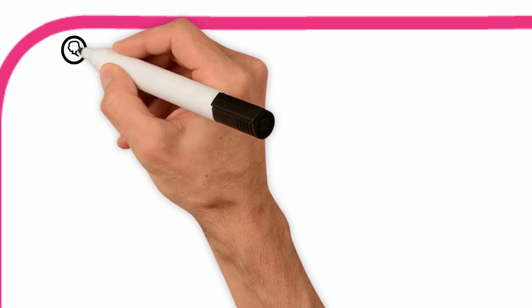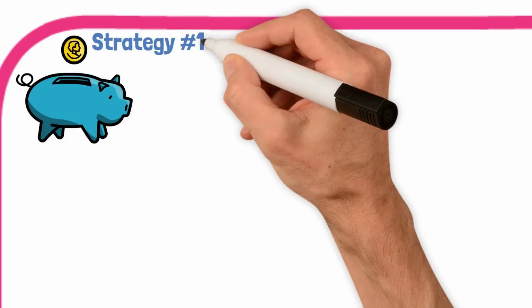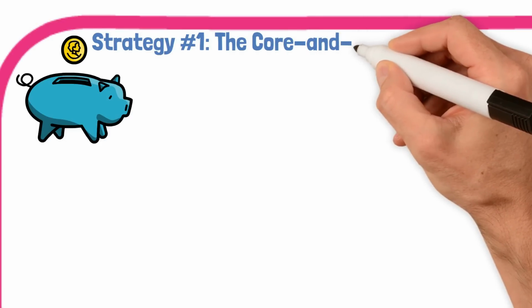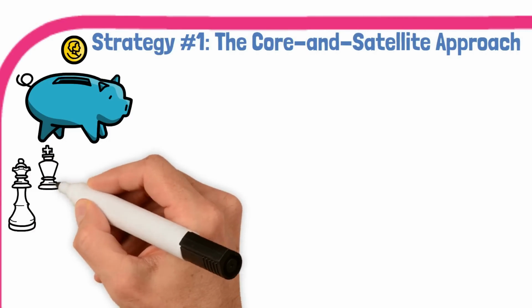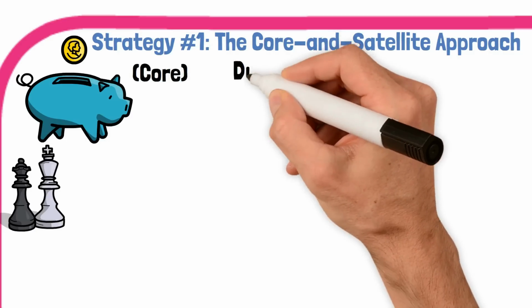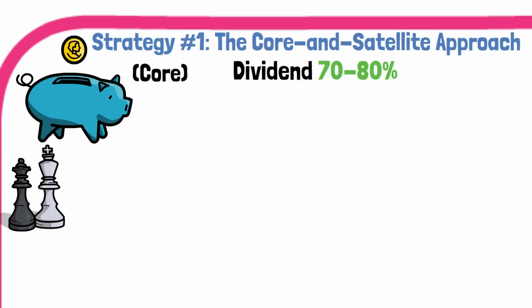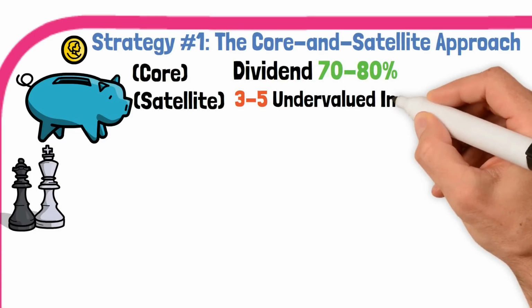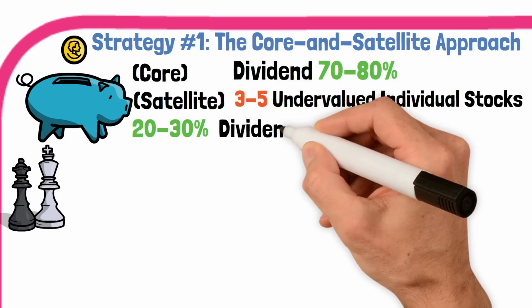Now, let's explore 3 distinct investment strategies involving SCHD and its components. Strategy number 1, the Core-Satellite approach. In this strategy, Harry uses SCHD as his core dividend holding, 70 to 80% of his dividend allocation, while targeting 3 to 5 undervalued individual stocks from within SCHD as satellite positions, 20 to 30% of his dividend allocation.